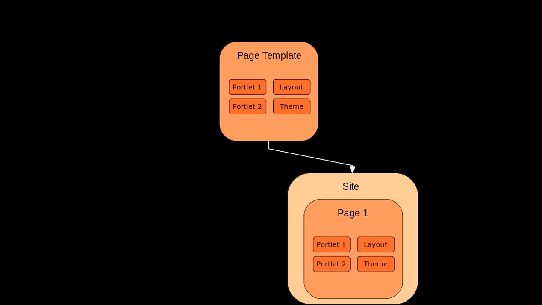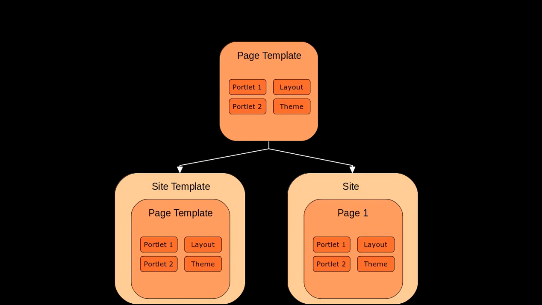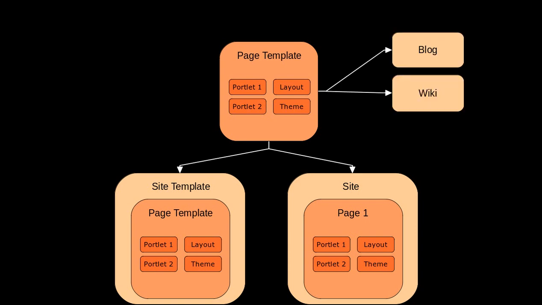Page templates function similarly to site templates, but at the page level. Page templates provide a preconfigured page to reuse. Within a page template, it is possible to set up a theme, a layout, and specific applications and their configuration. Both sites and site templates can use page templates for creating new pages. By default, 3 sample page templates are provided: blog, wiki, and content display page. That is a page that is preconfigured to display content.